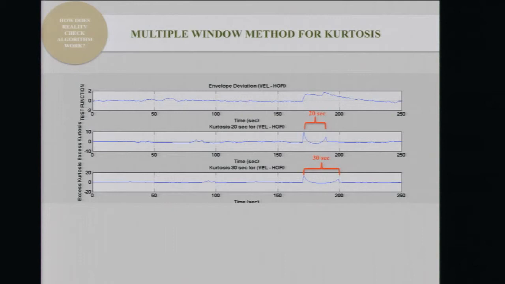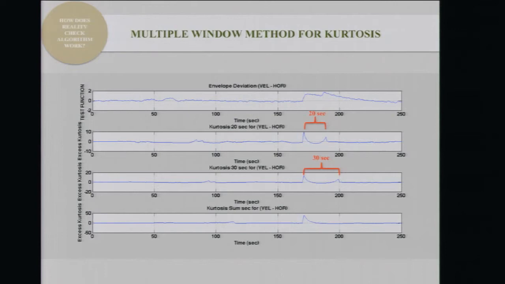What we do is a pretty novel idea. We stack different window kurtosis computations up. We linearly add them up. Because the first peak occurs at the same location and the second peak occurs at different locations, while the first one is being accumulated, the second one will be suppressed compared to the first one. This is the multiple window approach for both kurtosis and skewness computations.